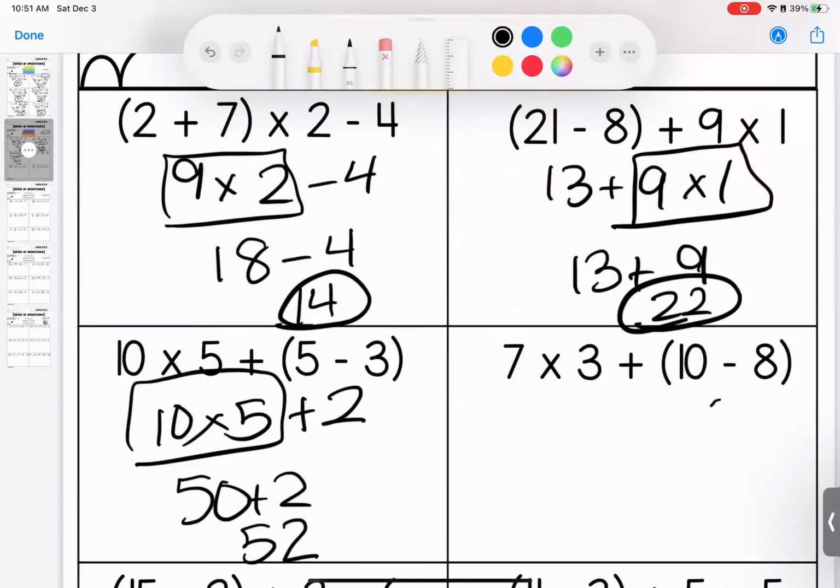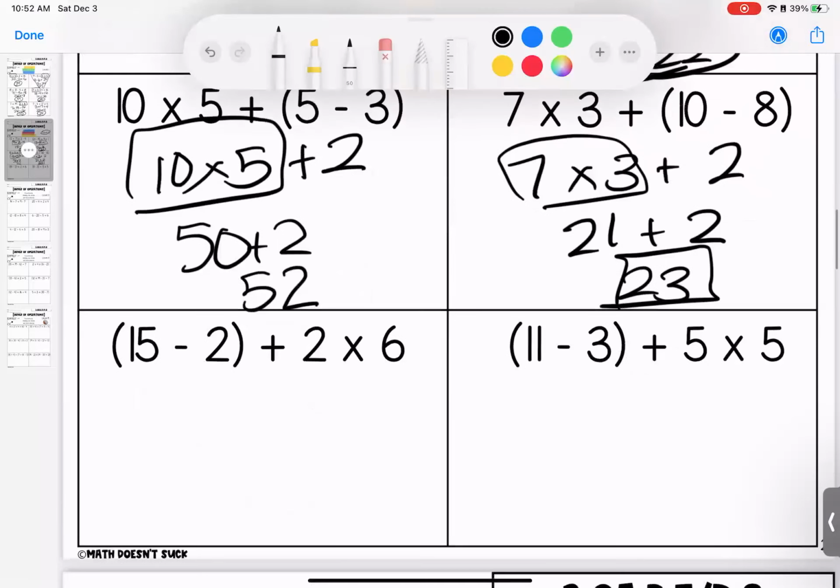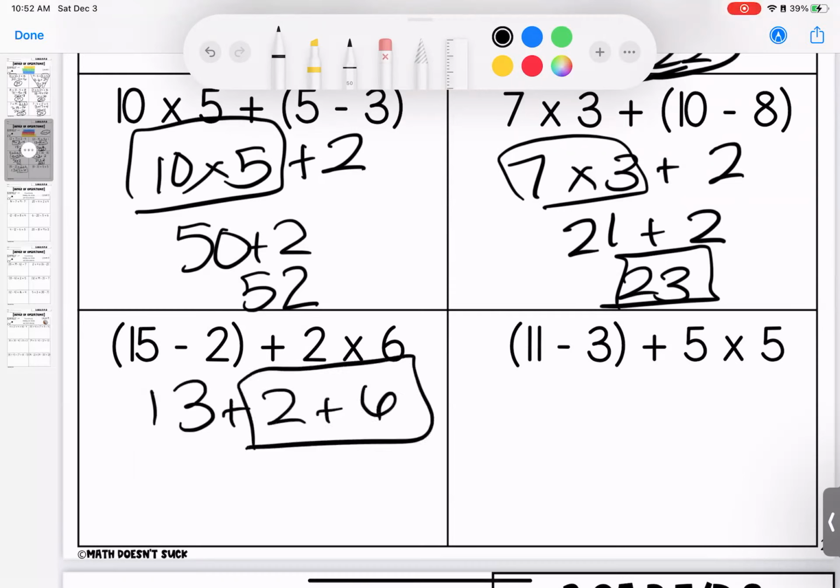Parentheses, 10 minus 8 is 2. Rewrite. 7 times 3 is 21. Rewrite. 21 plus 2 is 23. 2 more. Parentheses, 15 minus 2 is 13. Rewrite. Multiply or divide. 2 times 6 is 12. Rewrite. 13 plus 12 is 25. Last one for this page, 11 take away 3 is 8.